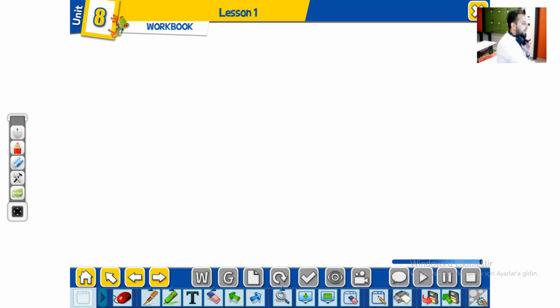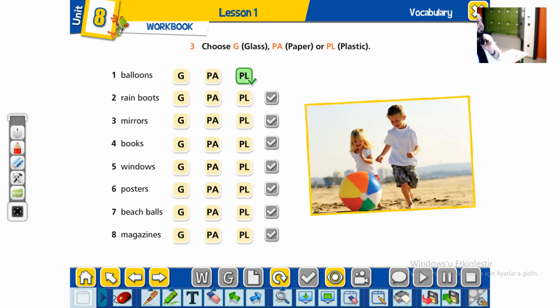Okay, we are going to do the exercise 3 in here. Please stop the video and do for yourself, then you are going to check it with me. We are going to mark if it is glass, paper or plastic. We are going to mark G for glass, PA for paper and PL for plastic. Okay, the first one is already given. Balloons are plastic.